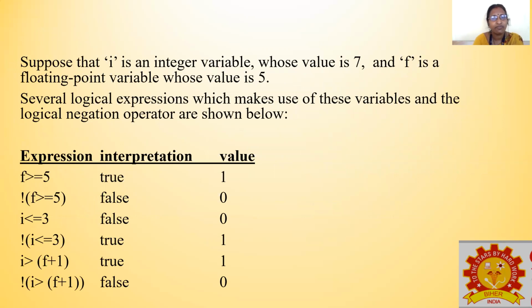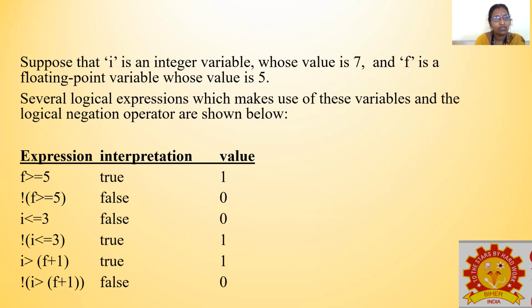Suppose that i is an integer variable whose value is 7, and f is a floating point variable whose value is 5. Then the expressions and their interpretation values are given. f greater than or equal to 5: f equal to 5, so 5 greater than or equal to 5 is evaluated to true. And not f greater than or equal to 5, the negation, now becomes false. i less than 3, no. 7 is greater than 3, so the expression becomes false. Negation of i less than or equal to 3 now becomes true.